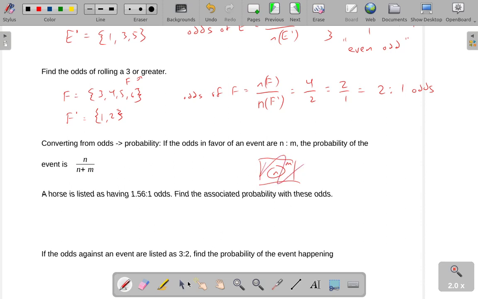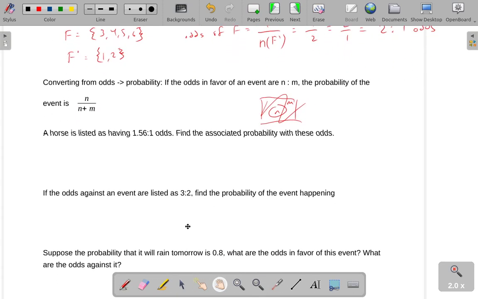So, in any case, let's do an example. If a horse is listed as having 1.56 to 1 odds, what is the associated probability? What probability of the horse winning is there, according to these odds? Well, just plugging stuff into this formula. This is my n. This is my m. So we would have 1.56 divided by 1.56 plus 1. That's 1.56 divided by 2.56.